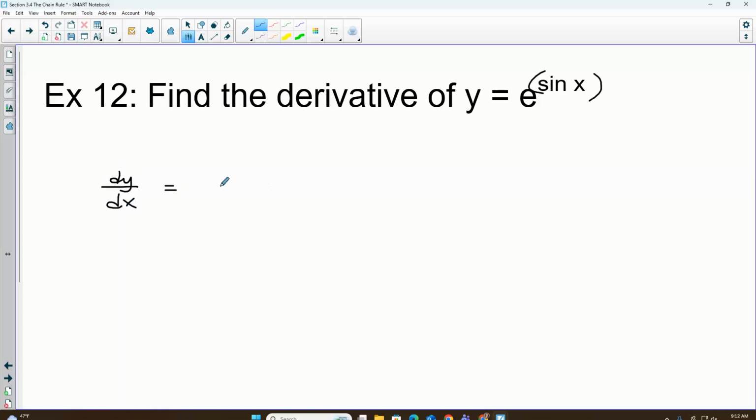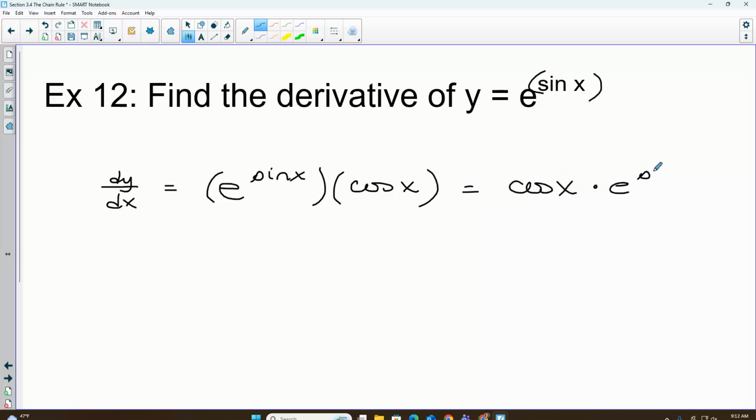So the derivative of e to a power is still e to that power. But then you have to do times the derivative of the inside. The inside here is our sine x. What's the derivative of sine x? So it's e to the sine x cosine x. Really no way to simplify that. If you preferred to write cosine in front, you certainly could, but you gain nothing there. It's just both pieces. All right. Questions there?